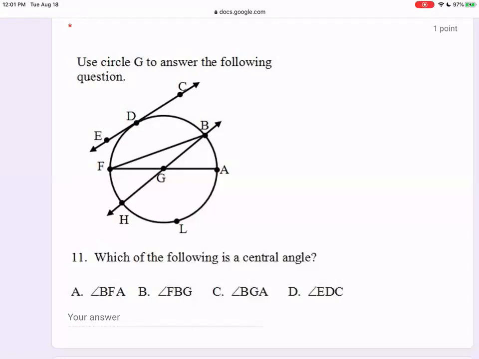Yes. C then, right? Yes. Okay. Yes, it is C. It is C. Because the corner, which is the middle letter, is the center.